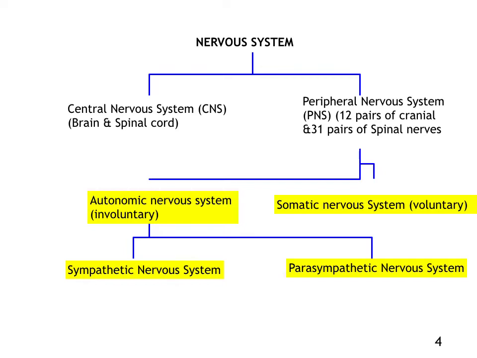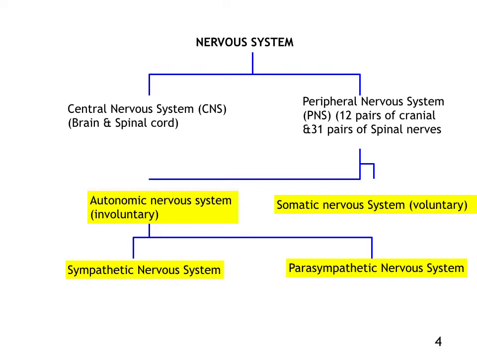This peripheral nervous system, functionally, is divided into two types: autonomic nervous system and somatic nervous system. Autonomic nervous system, the name itself says it is autonomic. So it is involuntary, it is not under your control, whereas somatic nervous system is under your control. The autonomic nervous system is further classified into sympathetic as well as parasympathetic nervous system. To give an example, the organ systems of the body, the cardiovascular system, respiratory system, GI tract, all these are under the control of autonomic nervous system.